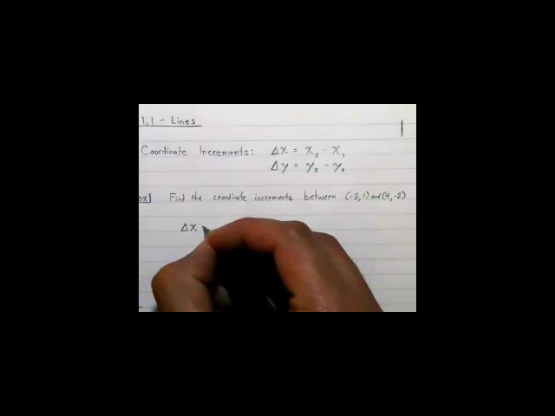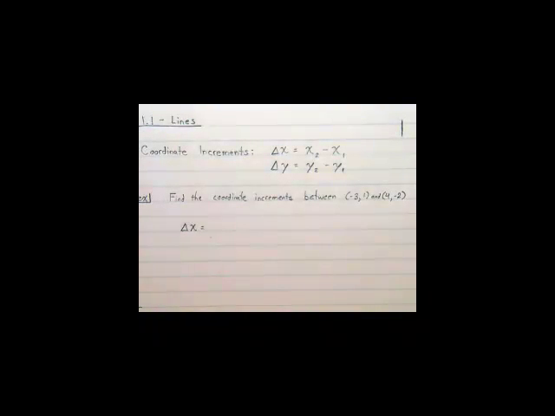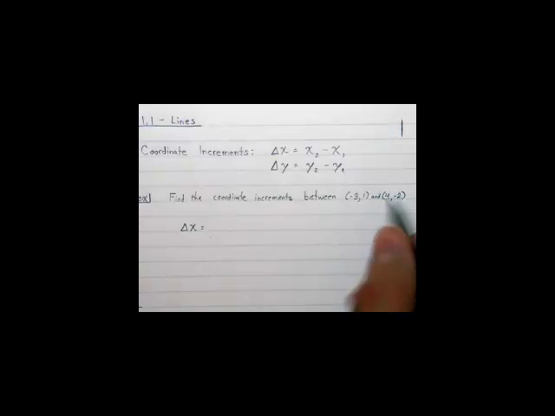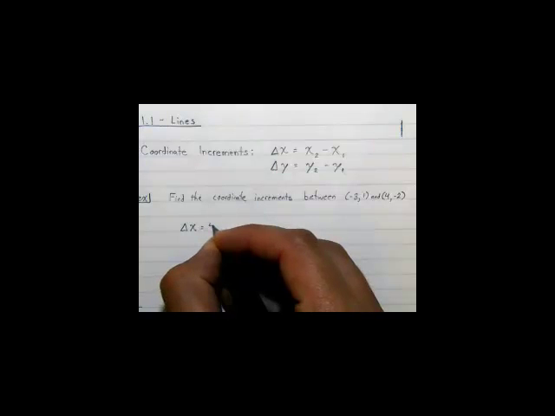Can somebody give me what they believe is the answer for delta x for this example? 7. Okay. Because if we go from -3 to 4, we have to go up 7, right? You can do it that way, or you can think of it as 4 minus -3. If we just do the subtraction, that's also 7. Okay? So I'm going to write it out that way.